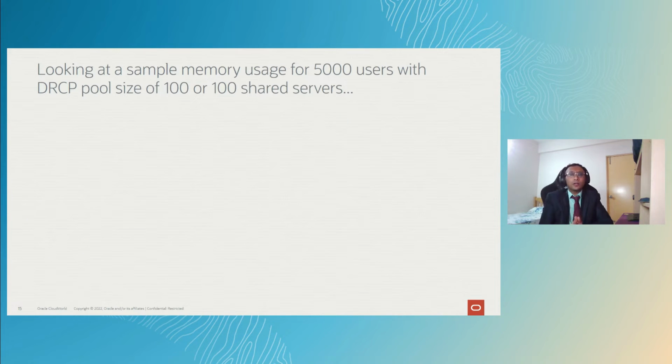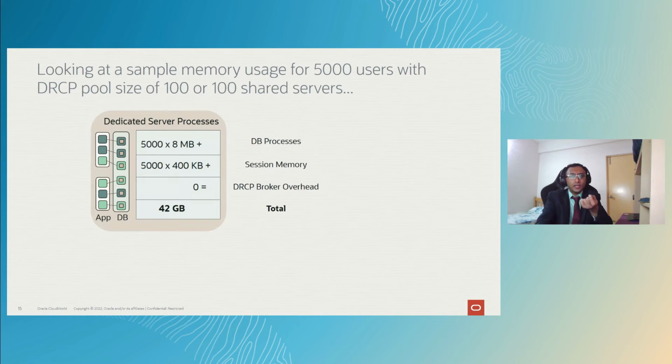Now that we have looked at all these three database server process models, let us compare the memory usage on the database. Now consider a total of 5,000 application users connecting to the Oracle database for one particular architecture on a 64-bit OS, which is running your Oracle database. The memory required for each database server process could be 8 MB, and the memory required for each session would be 400 KB. So in all, the dedicated server process would consume 42 GB.